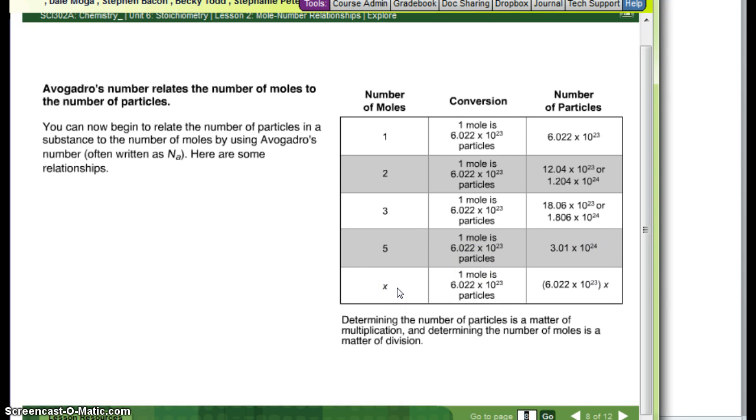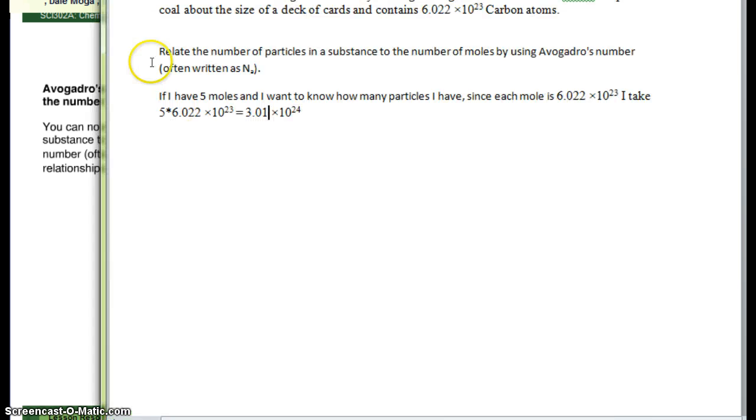Or if I have X number of moles, if I want to know how many particles that is, I just multiply the number of moles times 6.022 times 10 to the 23rd. So I added to the notes, relate the number of particles in a substance to the number of moles by using Avogadro's number, often written as N sub A. If I have 5 moles and I want to know how many particles I have, since each mole is 6.022 times 10 to the 23rd, I take 5 times 6.022 times 10 to the 23rd equals 3.01 times 10 to the 24th. And that's going to be the end of part 1.